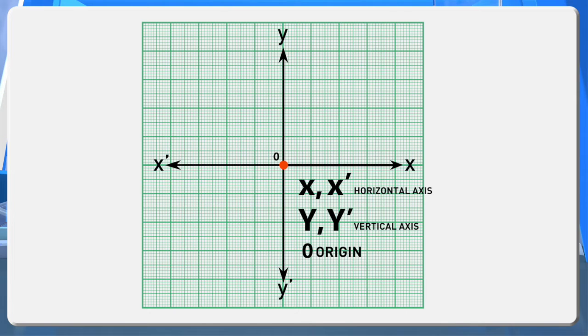Here, you can see a graph paper with two lines. The horizontal line in the graph paper, that is X dash X, is the x-axis. The vertical line, that is Y dash Y, is the y-axis. The point where these two axes meet is the origin, which is marked as O.